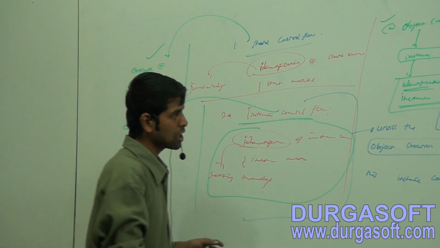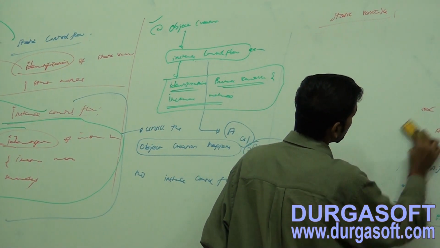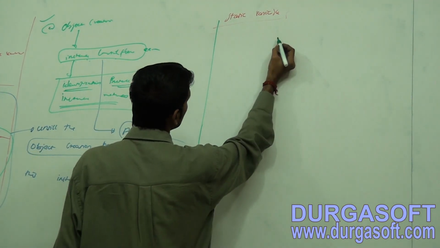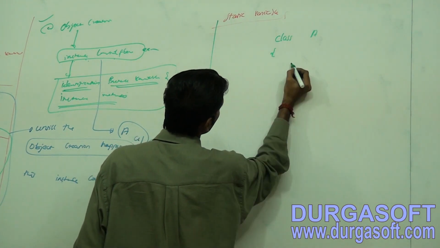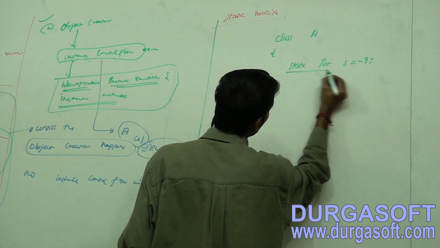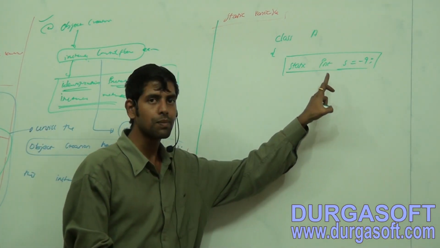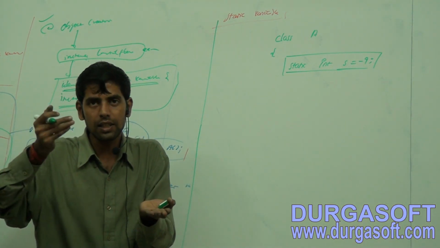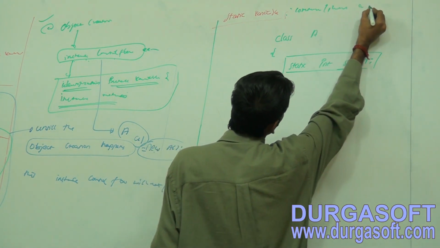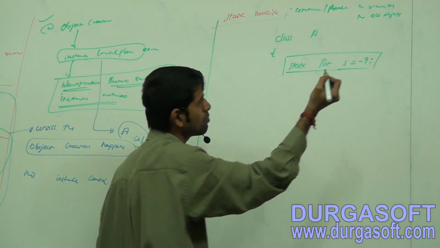Now observe this one. I am going to use this knowledge to understand this point. Observe here. Please friends, you will understand this with this knowledge, I am sure of that. Observe this carefully. Class A, static int s equals -9. Why am I declaring int s as static? To make this variable value common to each and every object. We have learned that one. Static variable means to make common or share a variable value to all the objects.